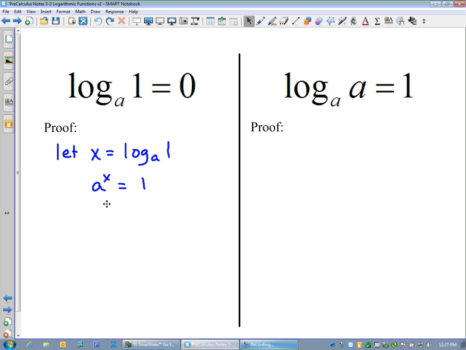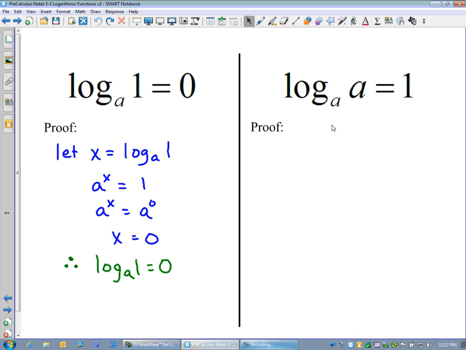From here, I'm going to realize that 1 is the same as a to the 0. So I'm rewriting both sides with the same base. Since a to the 0 is 1, I can rewrite the equation like that. And next, I'm going to use that property that says if the bases are the same, then the exponents must be the same. And that is simply going to mean that x is equal to 0. And since we said x itself was that logarithmic expression, now I can back substitute and say, therefore, log base a of 1 equals 0, because log base a of 1 was x itself.